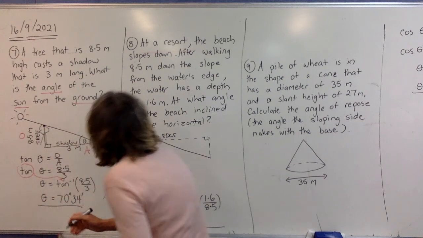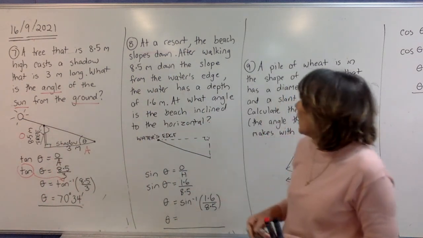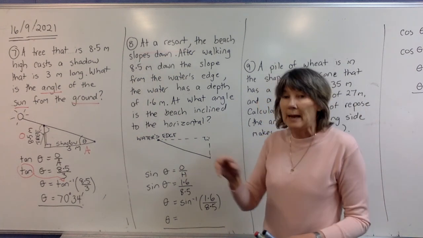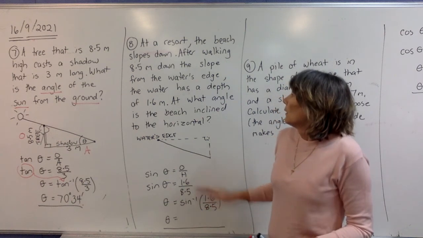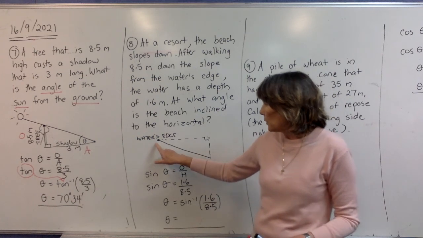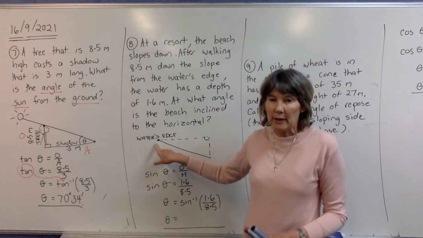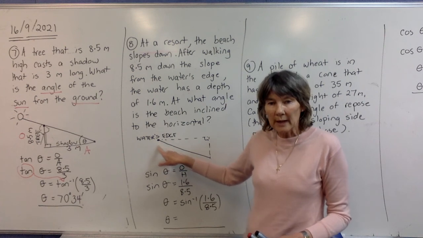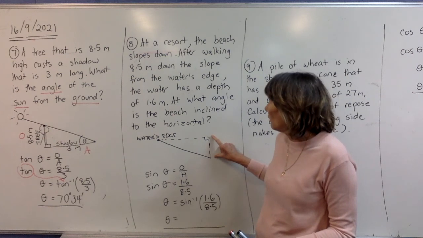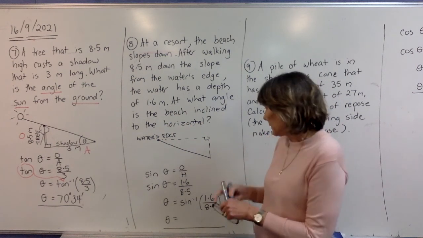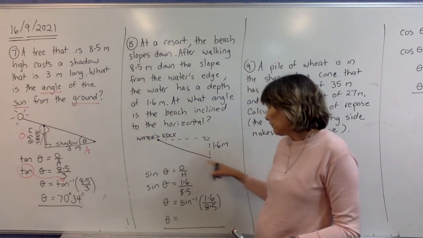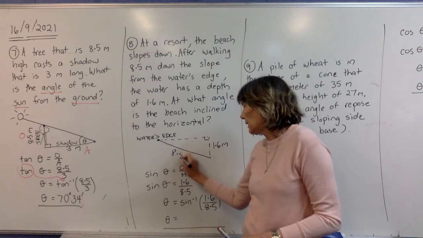Okay, next question. So we're looking at a resort this time. The beach slopes down. After walking 8.5 metres down the slope, from the water's edge, the water has a depth of 1.6 metres. So in other words, you're standing here, the water's edge. You walk into the water down a slope, and you find yourself standing in water that is at a depth of 1.6 metres. Now you walked 8.5 metres down the slope, so that's this bit here.